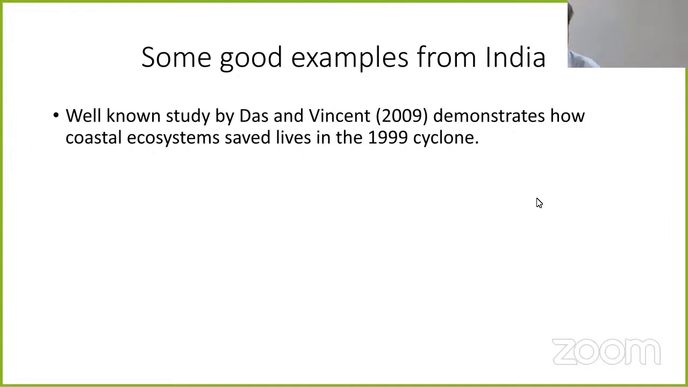And basically they demonstrated, with a carefully calibrated model, that many lives were saved in Odisha at the time of the 1999 cyclone in areas in which more of the coastal vegetation had been maintained.